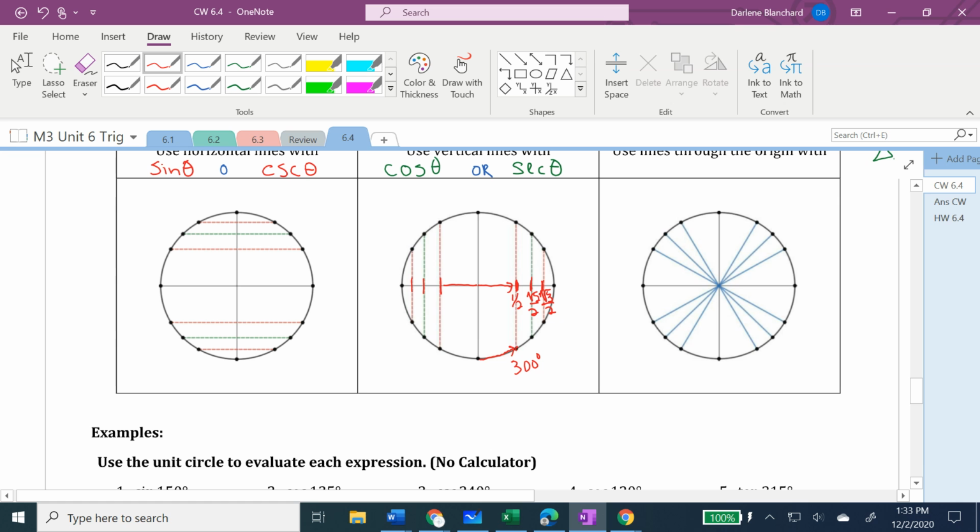But we know that these are on the negative side of the x-axis. So if I land at 120 degrees, the cosine is negative 1/2. If I rotate 135 degrees, the cosine is negative root 2 over 2. If I go, let's see, 150 degrees, the cosine is negative root 3 over 2.